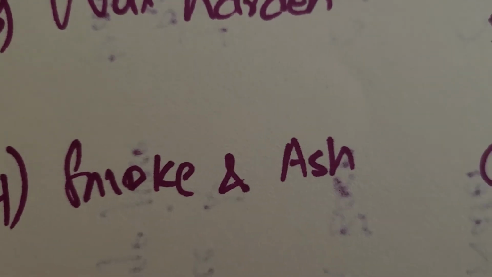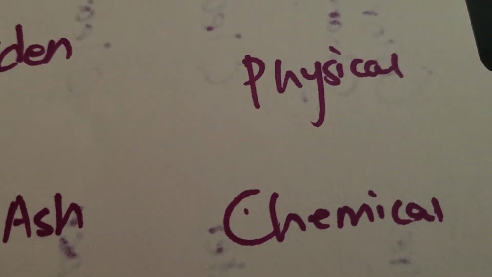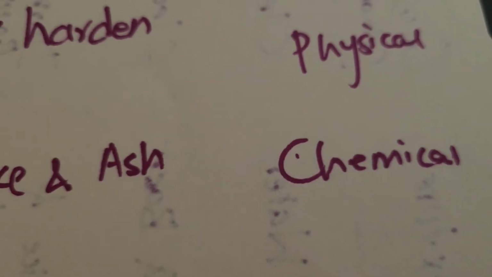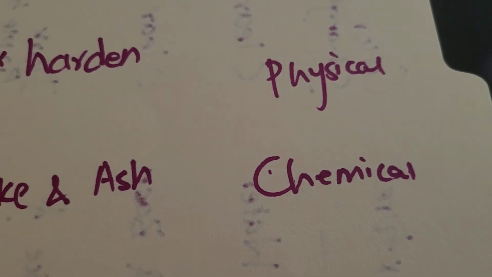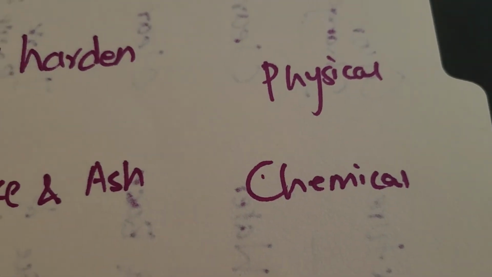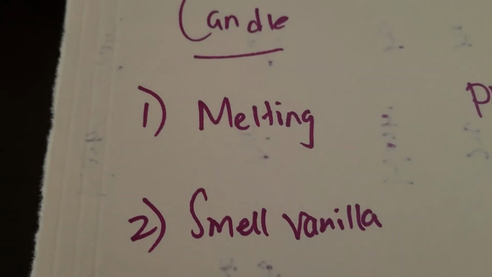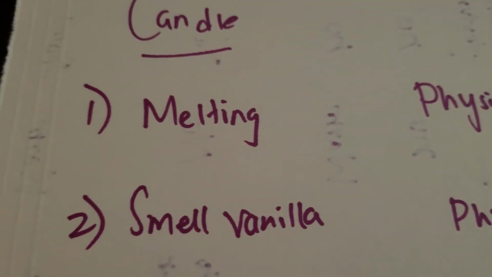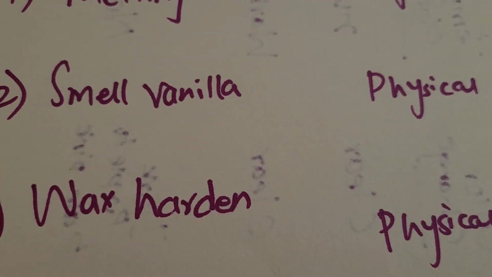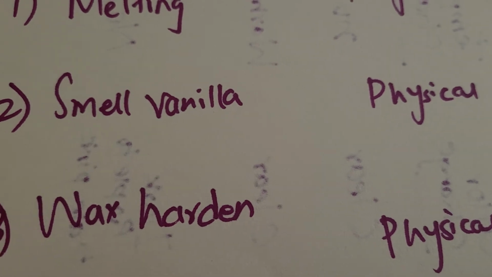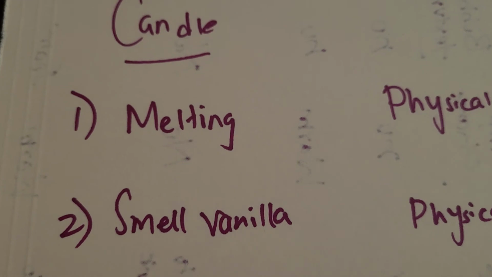But there is smoke and ash in a candle, that's a chemical change. There's a change in the temperature, and there is a change in the texture. So it's a chemical change. So this is one of the ways of doing your chemical and physical changes. Go through this chart and think about it, and make a note on each and every change as to what they are.